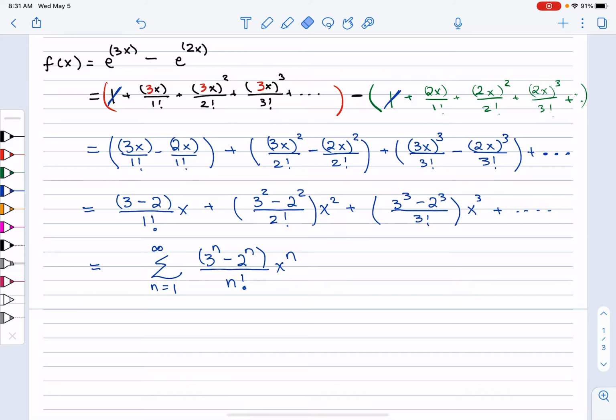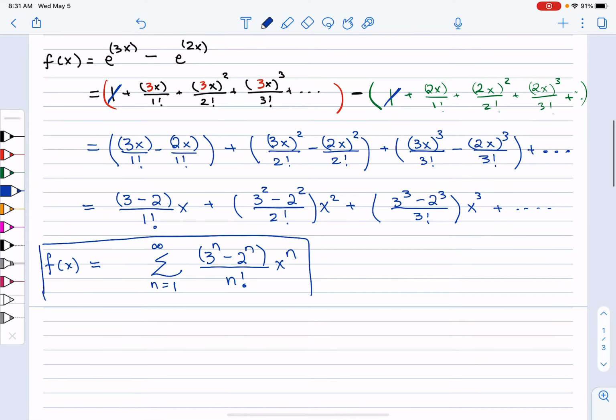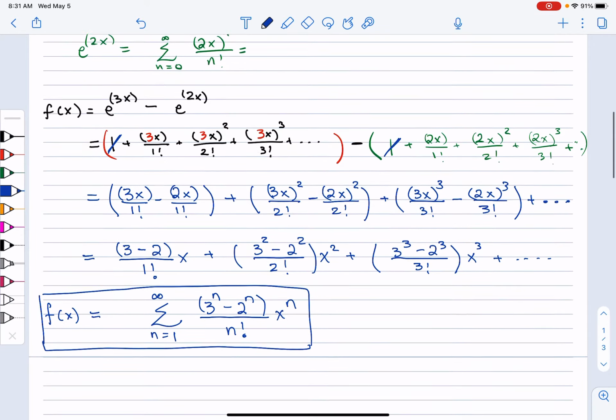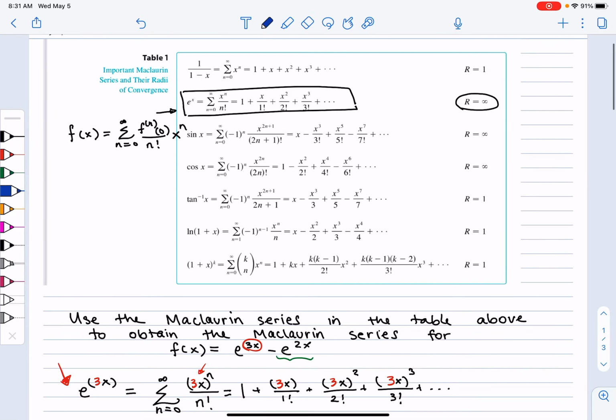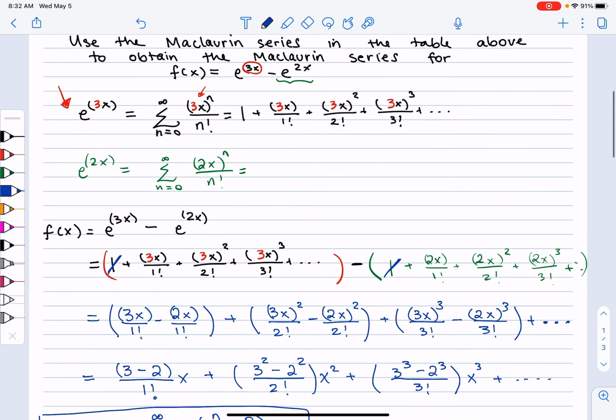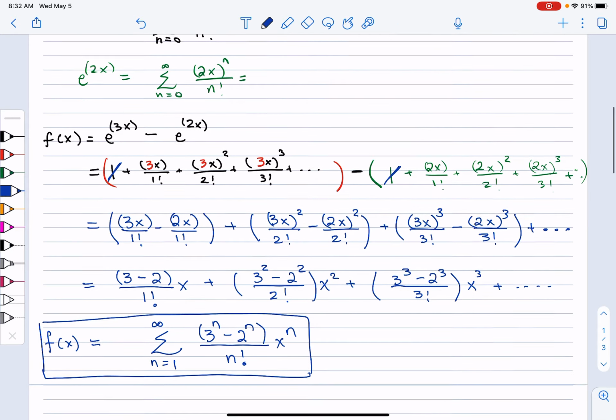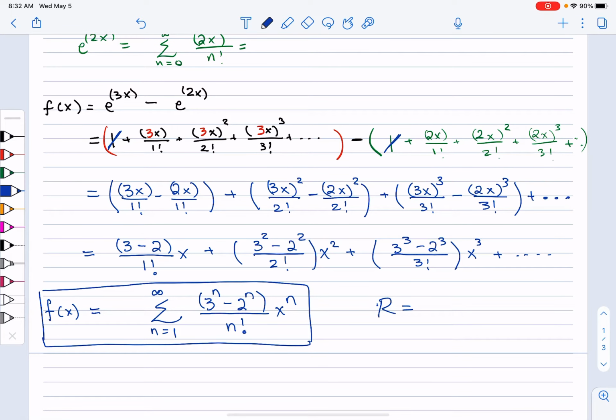So f of x is equal to this series here. Now, the other thing that we have to do is find the radius of convergence. We can do the work using any of the tests that we've talked about before, or you can go back to the table and remember that for any exponential function, the radius of convergence will always be infinity. So that doesn't change here. The radius of convergence is infinity.